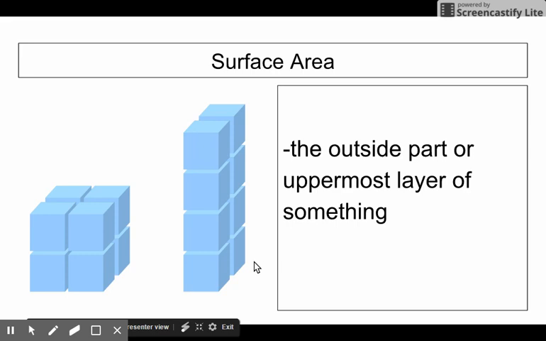Surface area. The surface area, if you're looking, this looks like a Rubik's Cube, could be all of the area of each of these sides added up together. Sometimes you're just talking about the uppermost layer, like if you were replacing a roof on a house, you might only want the surface area of that uppermost layer, just the roof. But it's the combined space of something.